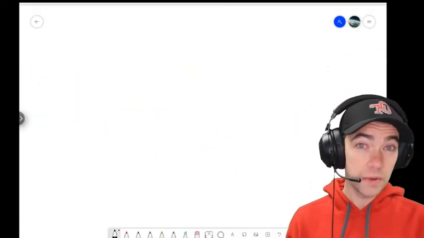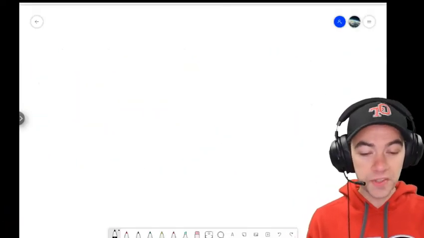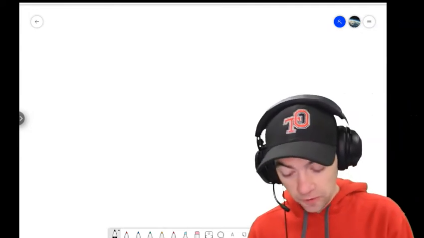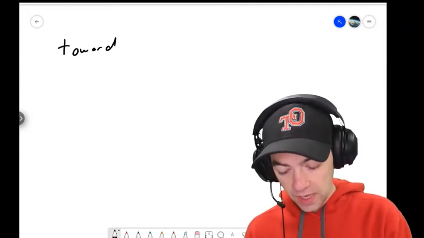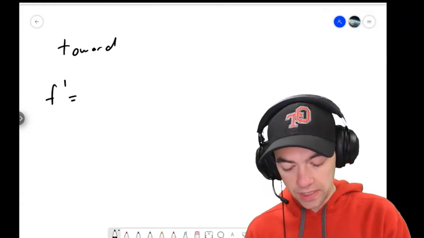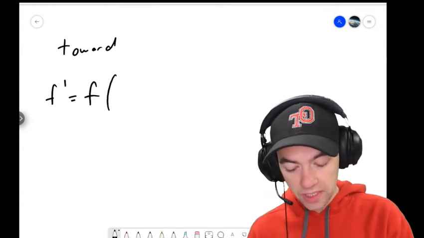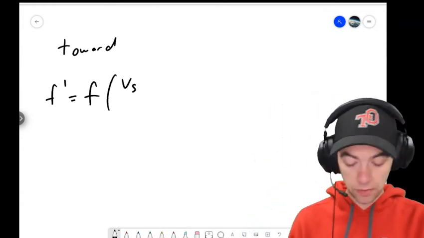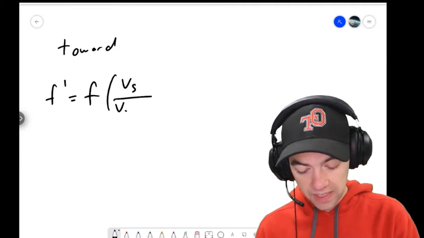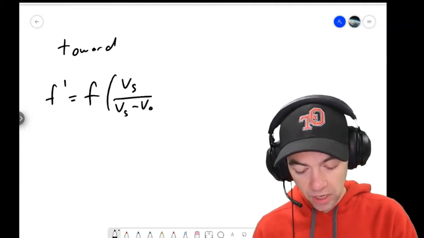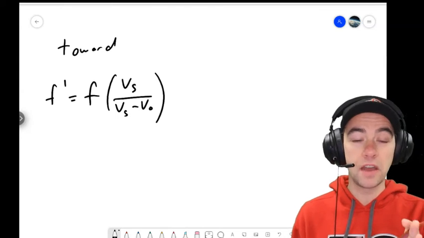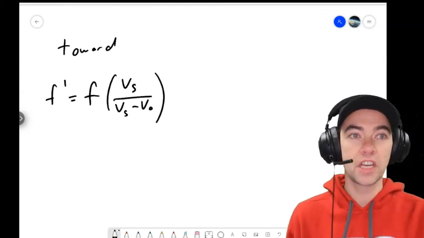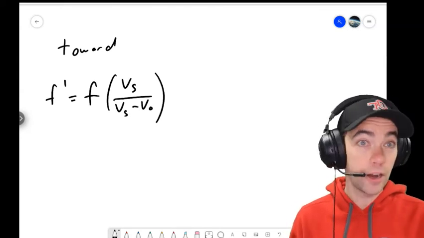So if we look at what's happening to the observer in the front, what they're going to perceive is a higher frequency. So the formula for the Doppler effect as they're coming towards you is: the new perceived frequency is equal to the original frequency times the speed of sound divided by the speed of sound minus the speed of the object. Now we're going to have a subtraction on the bottom because we're expecting the number to get larger. We're going to expect to see an increased frequency, so a higher pitch.